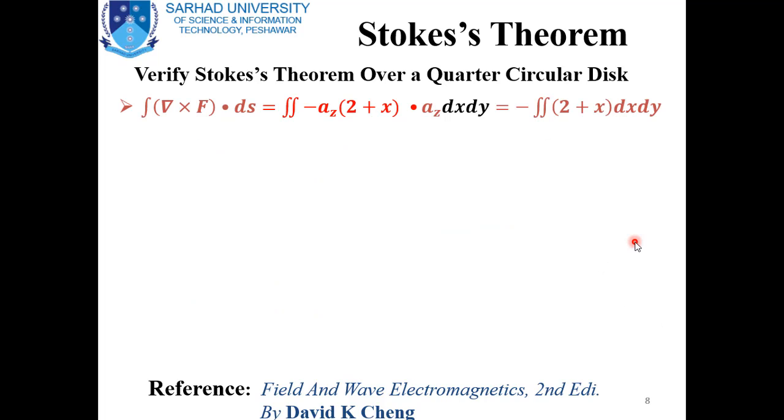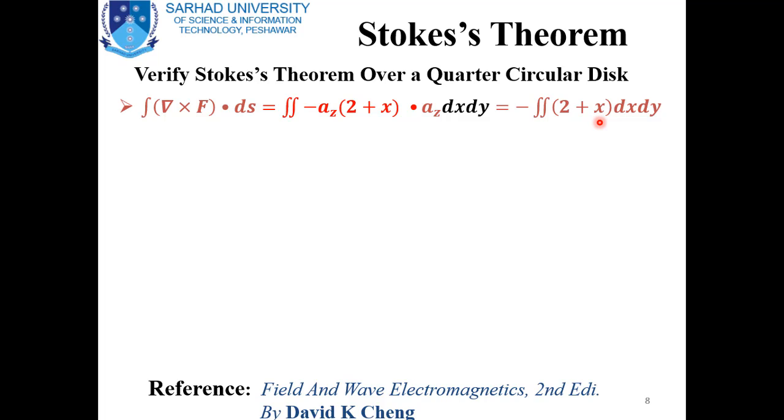Now after solving the curl of vector field f, we can calculate the surface integral of that curl of f, putting in the value of the curl of f and the area element which is parallel to the z axis. We are left with the integral of 2 plus x dx dy, as az dot az becomes 1, and we have to integrate 2x plus 2 plus x with respect to x and y.